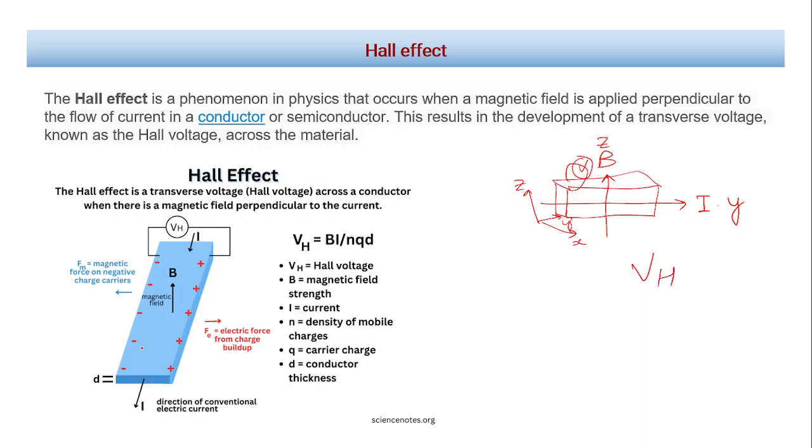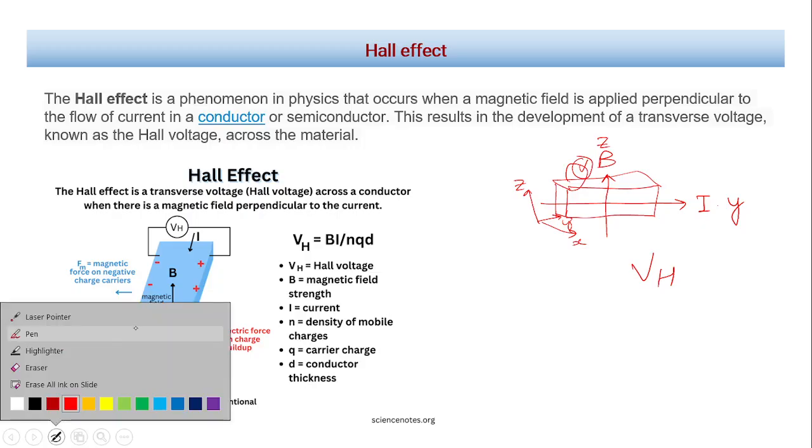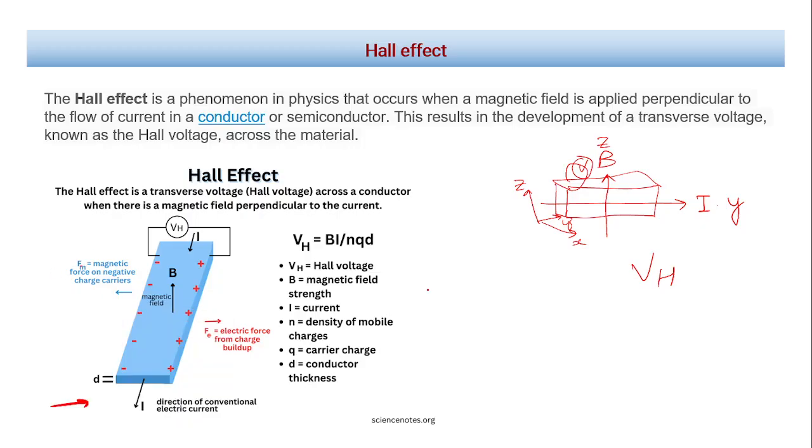So here also it's an object. Let me draw it here. This is X, this is Y, this is Z. So in this picture, the current is flowing in X direction. The magnetic field is applied in Z direction. So Hall voltage will be generated in Y direction, perpendicular to both.